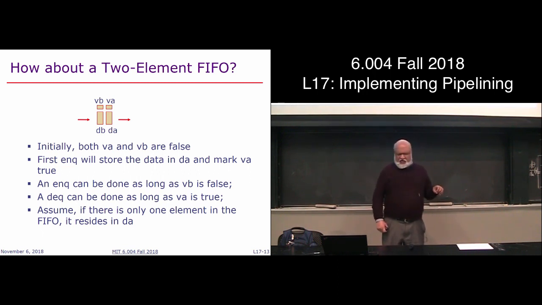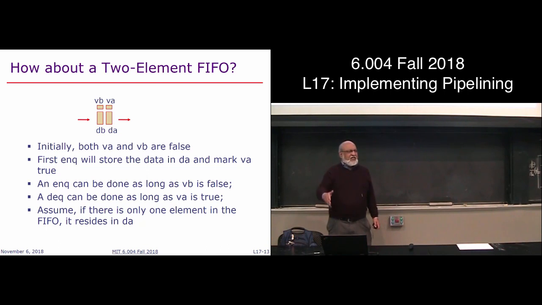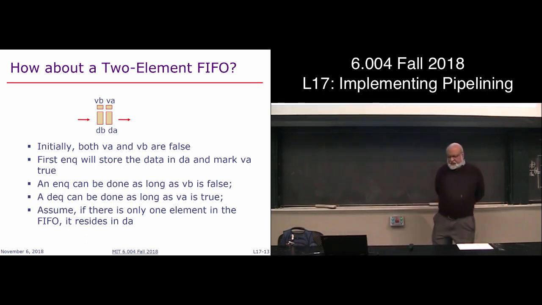I get some input. Is there space? I'll have to check both the bits. No, I want to keep it very simple. Whenever I want to NQ, I only want to check this bit. Whenever I want to DQ, I only want to check this bit. And I will maintain this invariant that if there is only one entry, I always keep it in DA. Okay, good.